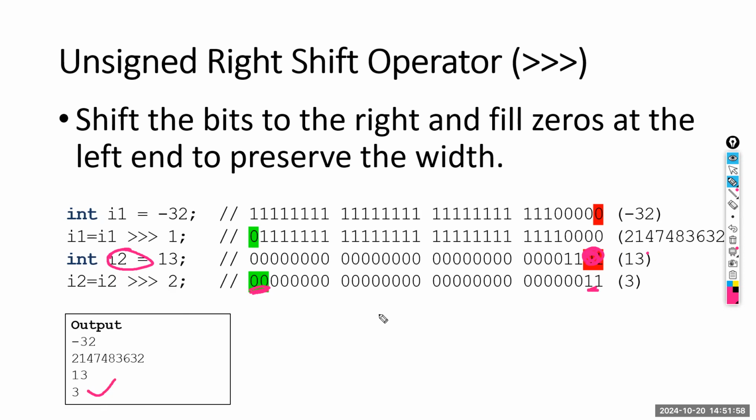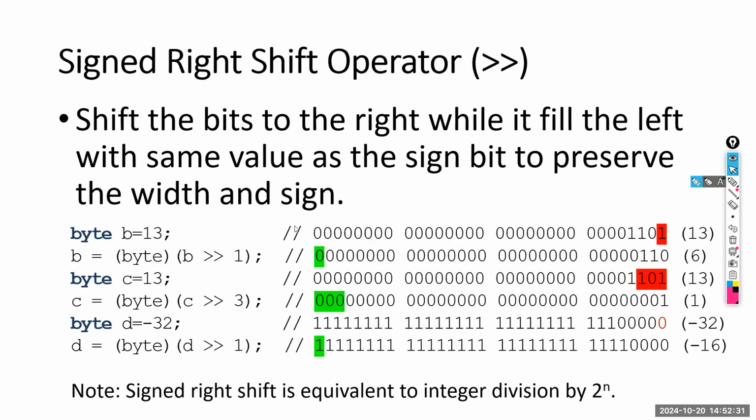Unsigned means the sign is not preserved. If it is a negative number, still you add zeros here. So therefore, there's a possibility that when you do an unsigned right shift to a negative number, it becomes a positive number, a big positive number. Because when this becomes 0, all of a sudden the number is positive. But for positive numbers, whether it's unsigned right shift or signed right shift, it is the same. But if you want to preserve the sign, then you need to do signed right shift.